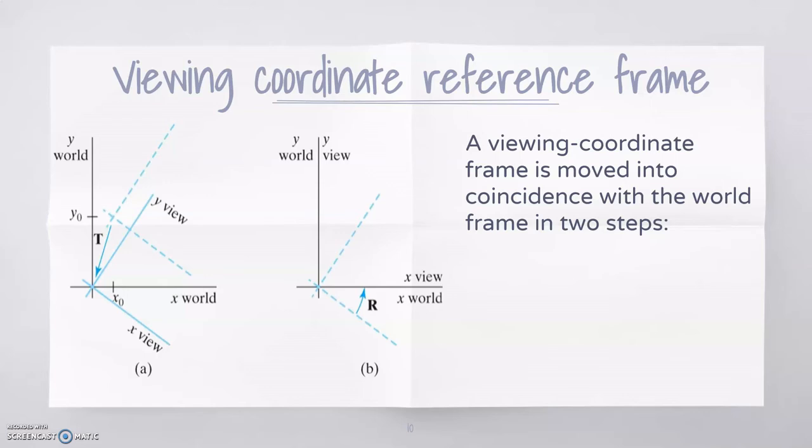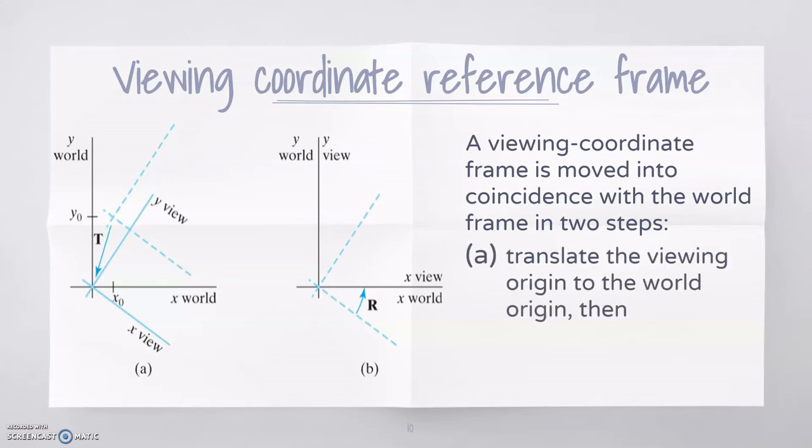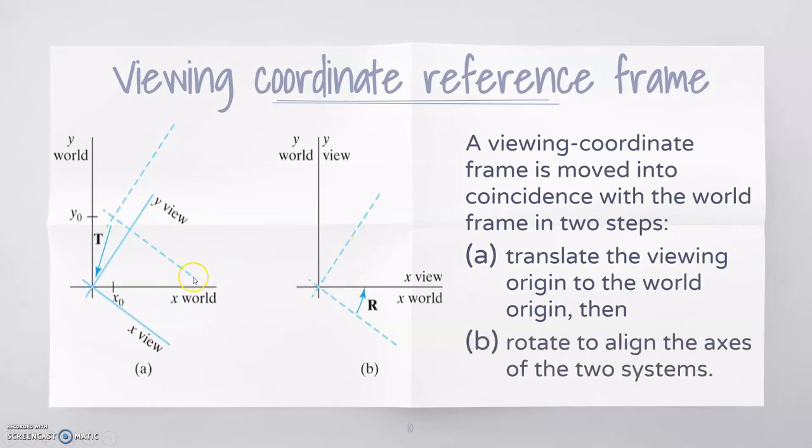The first step is to translate the viewing origin to the world origin. This is the viewing origin. We are transforming it into the world origin, that is the normal origin position. Then rotate to align the axes of the two systems. We will rotate it and align the axes of these two systems, so that XV, YV and XW, YW come to the same axes. Then we need to establish the orientation or rotation of this reference frame. One way to do this is translating the viewing origin to the world origin and rotating it to align the axes of the two systems.